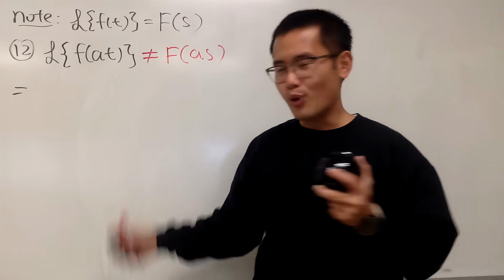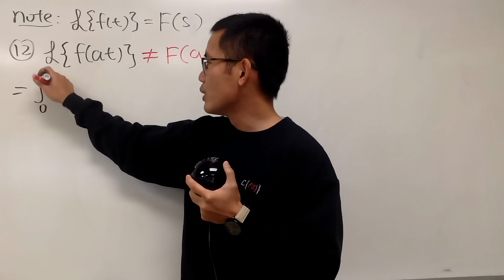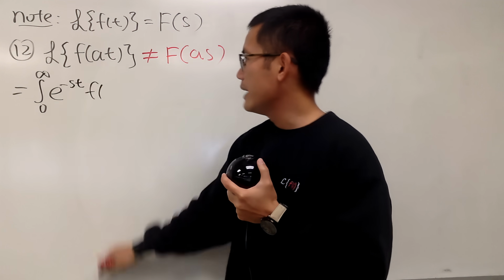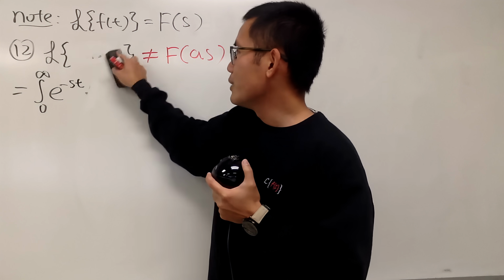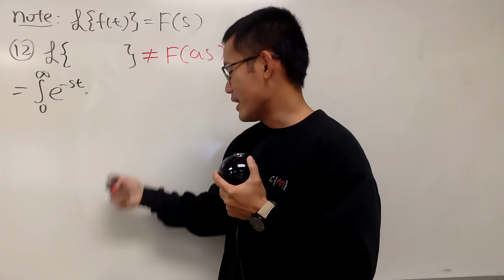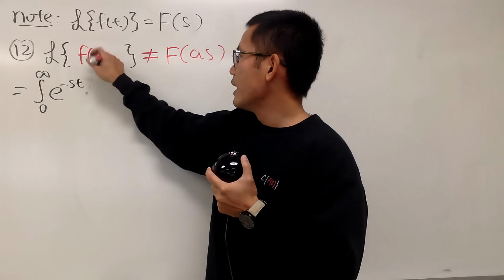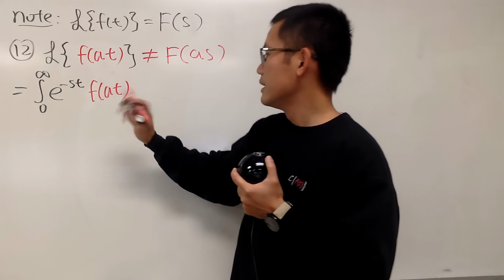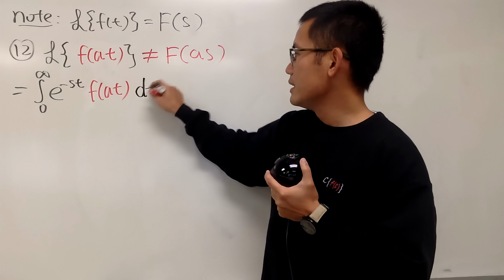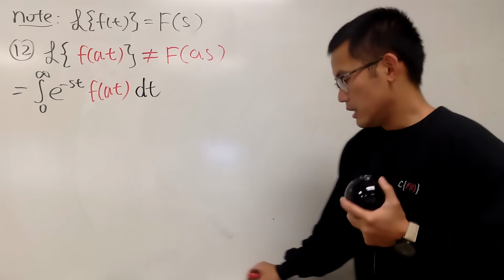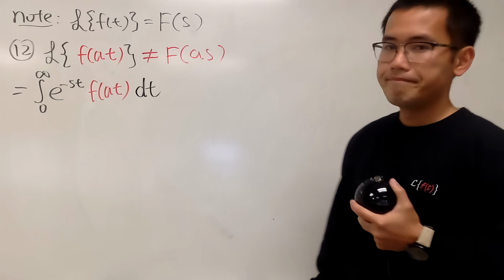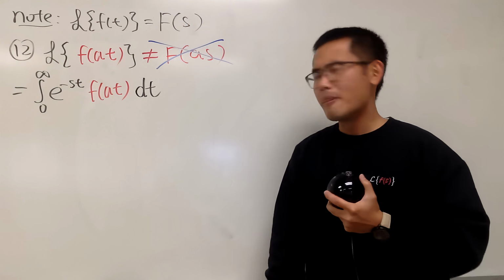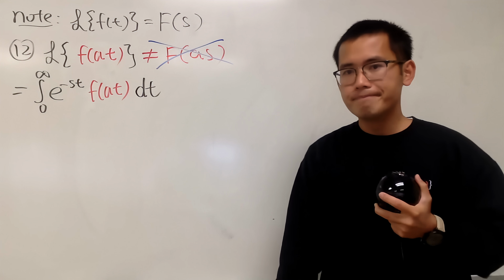Use definitions, of course. So integrate from 0 to infinity e to the negative st of f of at. I'm sorry again, I forgot to make the inside red. So I will write it down, f of at, like this. And then we have the dt right here. So again, let me just cross this out. How can we make this happen though?